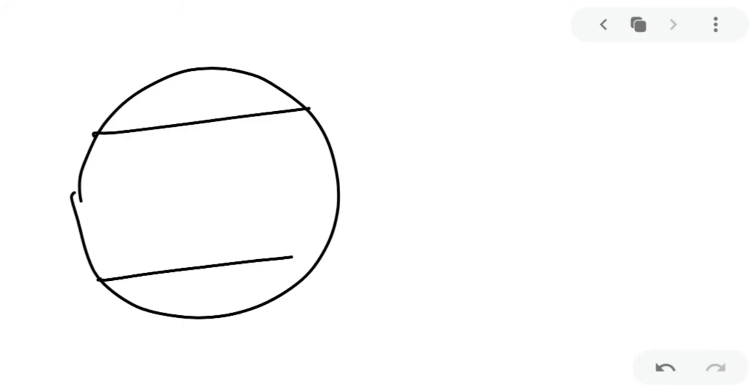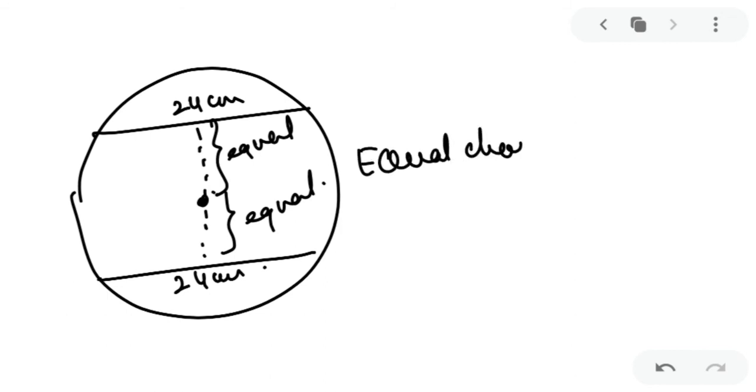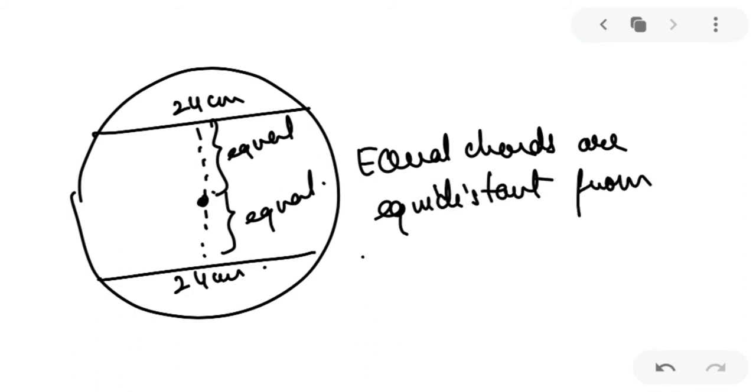My dear kids, if the chords are equal, then they will be equidistant from the center. If this is 24 centimeter, this is 24 centimeter, then its distance from the center will be equal. So this will be equal to this. These both will be equal. Getting my point? So equal chords are equidistant from the center.